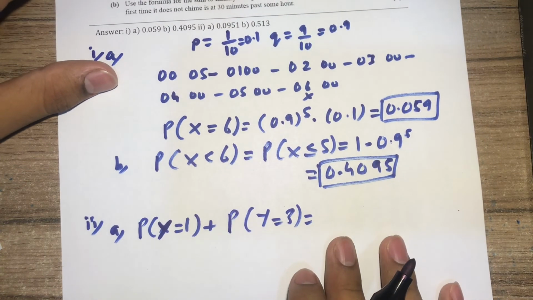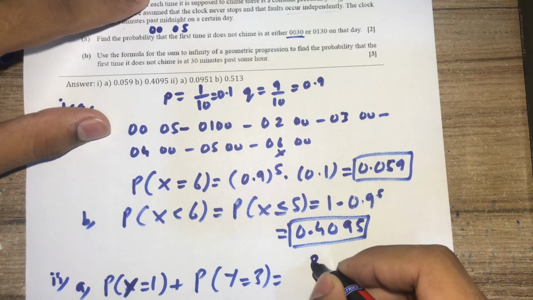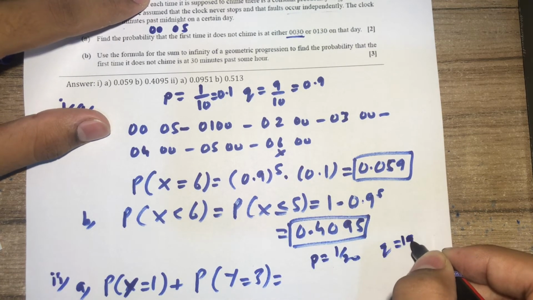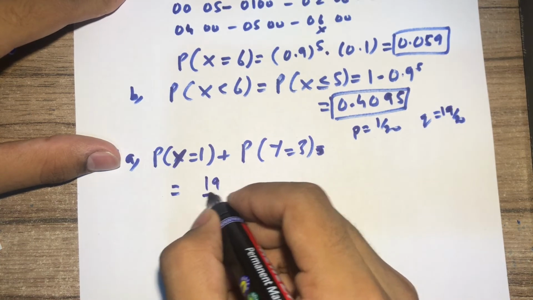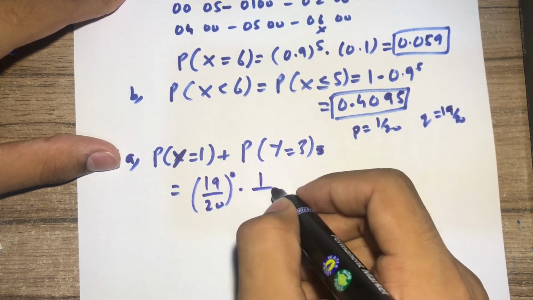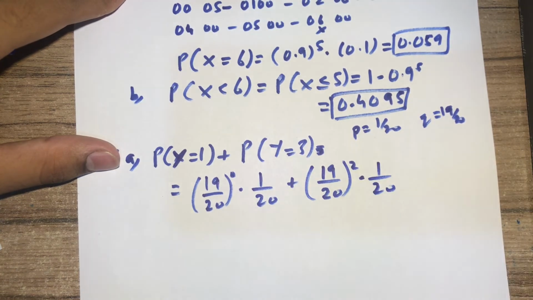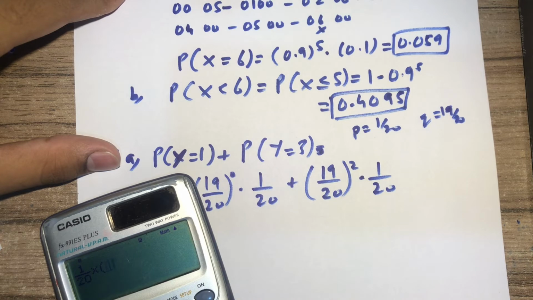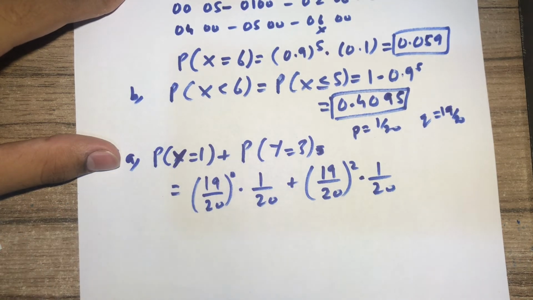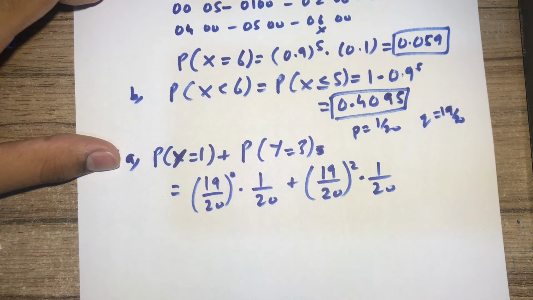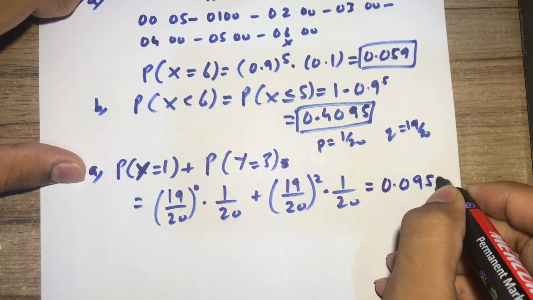So probability of y equals 1 will be, over here probability of success is p equals 1/20 and q equals 19/20. So for this, probability of y equals 1 will be 19/20 power 0 times 1/20 plus 19/20 squared times 1/20. This is equal to 0.0951.